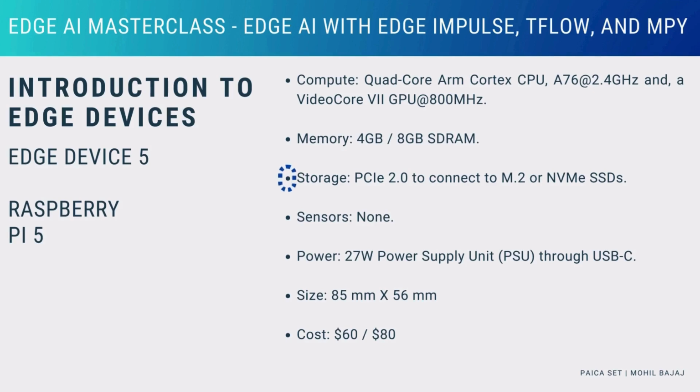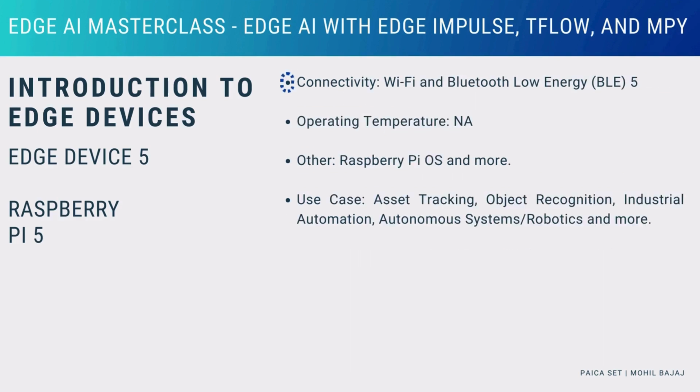All this power comes in a compact size of only 85 millimeters by 56 millimeters and with a power supply requirement of just 27 watts. Also, don't forget the price, which is between $60 and $80, depending upon your chosen memory configuration, and in the same range or lower than most edge devices. It features Wi-Fi and Bluetooth Low Energy or BLE5 for seamless connectivity. Though its operating temperature range is not specified, typical Raspberry Pi models can handle standard room temperatures well.